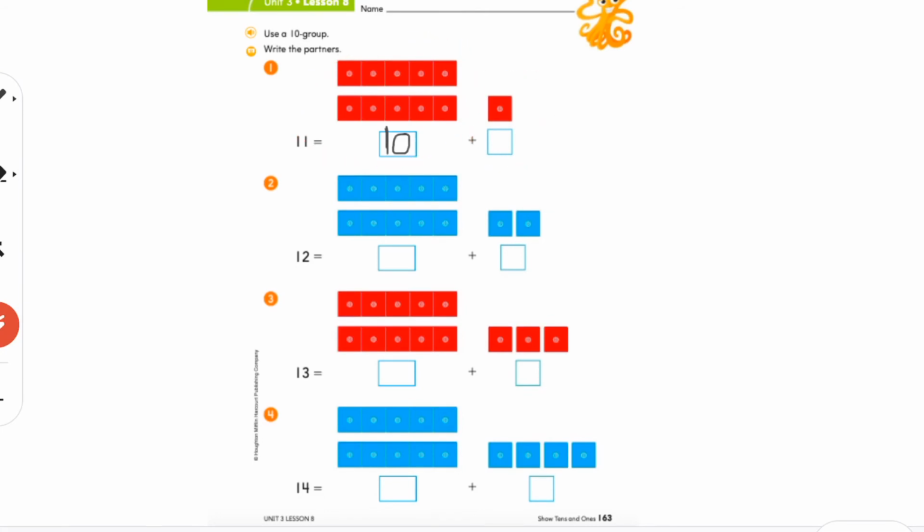On the second partner, how many are there? Yeah, there's one. How do we know that, though? Well, we know that there's just one tile. Well, this is a tile in that second partner, so there is just one. So we can write the number 1. All right, let's look at this next number. This is the number 12.